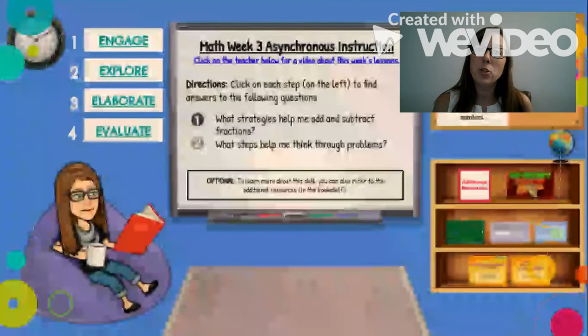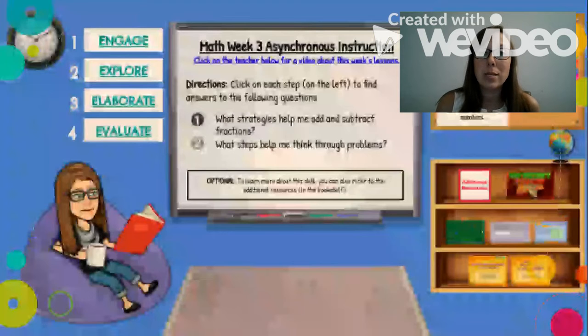This is your homepage for week 3. You'll notice that your main questions are what strategies help me add and subtract fractions, and what steps help me think through problems. Your I can statements for this week are I can use the context of a problem to determine the operation needed to find a solution, and I can determine the sum or difference of fractions and mixed numbers.